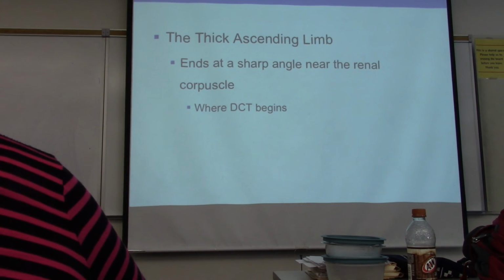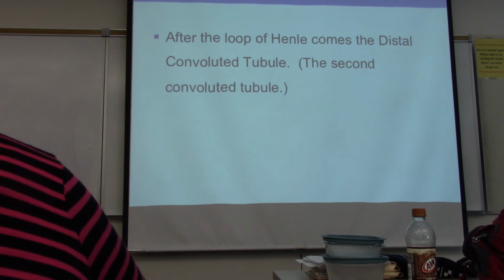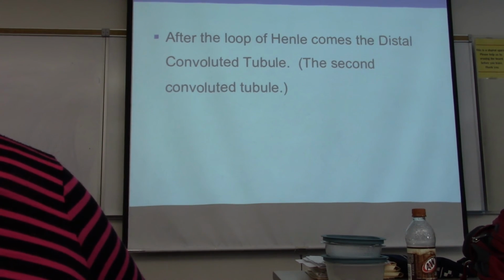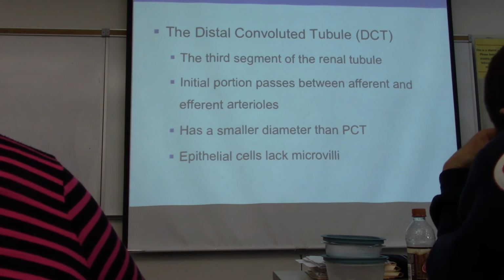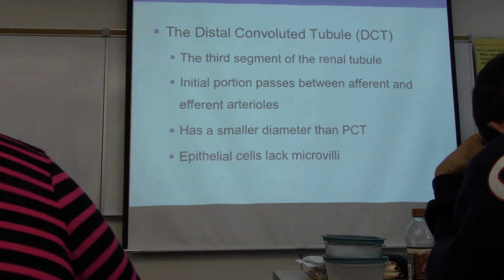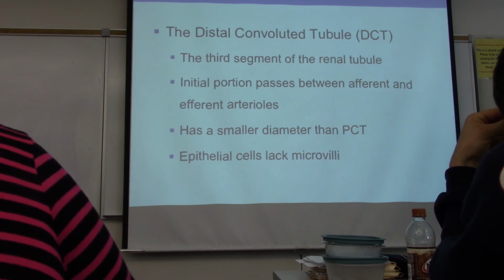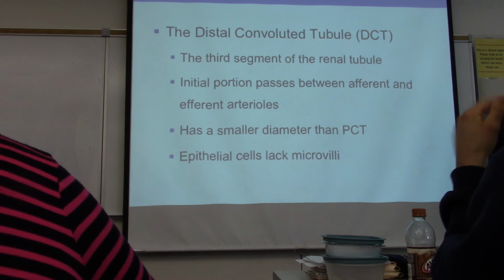We start back up through the thick ascending loop, and then we get up to the top. We're right back to the renal corpuscle. We're right in the crotch between the efferent and afferent. And this is where the distal tubule begins, moves around a little bit, and that's where a bunch more secretion happens. A lot of secretion. In other words, we're secreting things into the urine that we don't want.